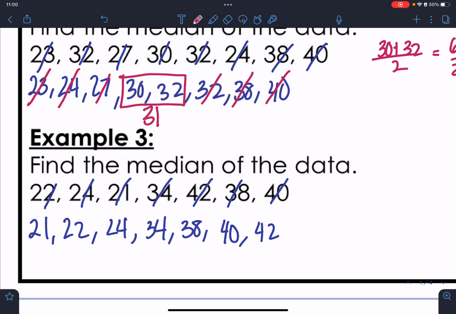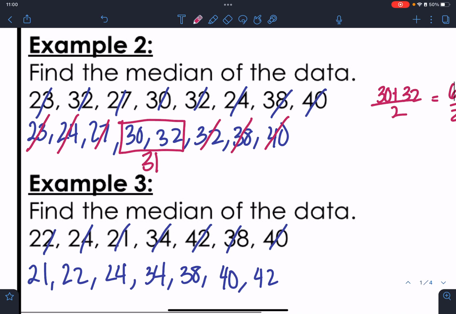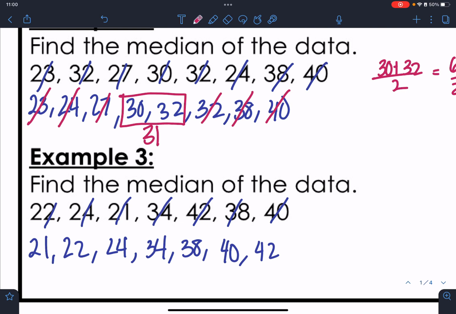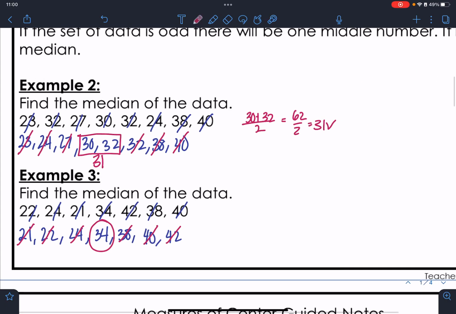So the first one, we had an even number. We had, I think, 8 numbers in my list. But look at what happens now. If I cross off end to end, if I cross 21 and 42, I cross 22 and 40, 24 and 38, I really am just left with only one number in the middle. That's my answer. I don't have to think what's the middle of that. There is only one middle number. And so there were 7 numbers in that list versus 8. So sometimes they'll go a little bit different.